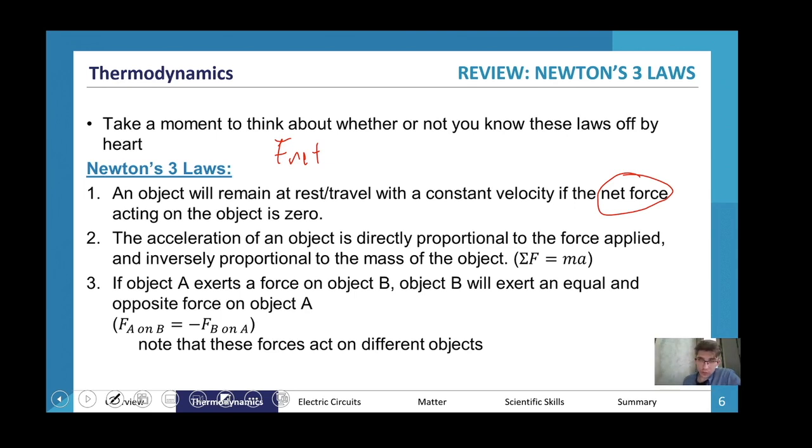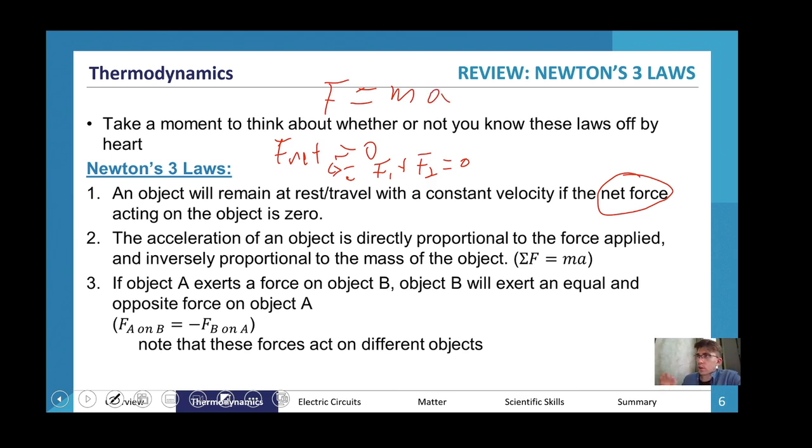If the net force is equal to 0, how can the net force equal 0 to begin with? F net equals 0. There are 2 ways. 1, there are no forces acting. 2, F net equals 0 if force 1 plus force 2 equals 0, right? They cancel each other out. So when F net is equal to 0, it means that this object is not accelerating, because we know that one of the basic formulas in physics is F equals m multiplied by a.